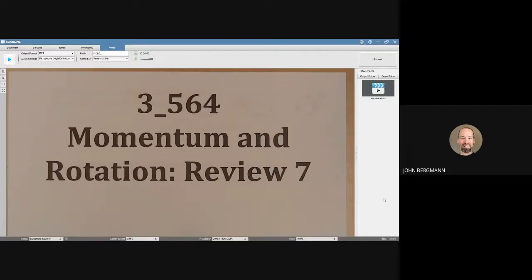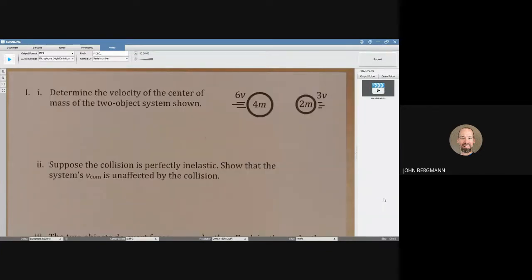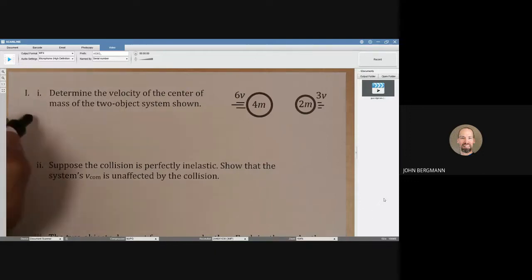Momentum and Rotation Review 7. Determine the velocity of the center of mass of the two-object system shown. Whenever we find the center of mass of something, here we're going to find velocity.